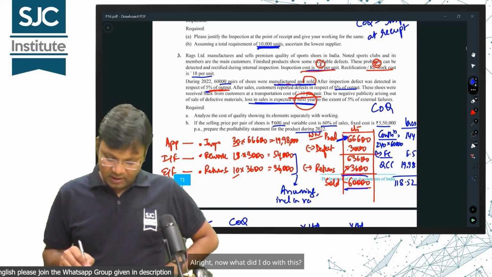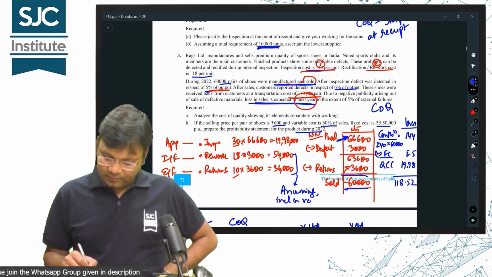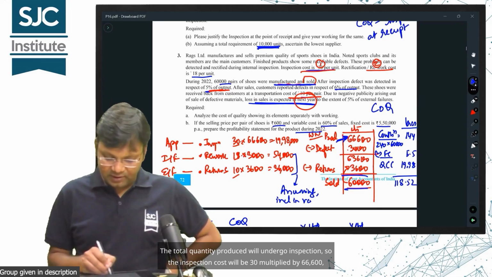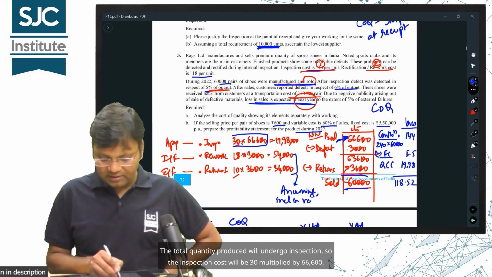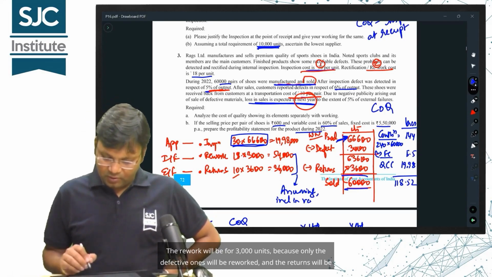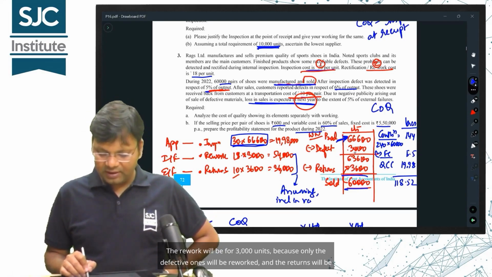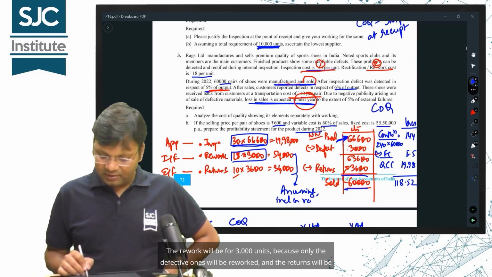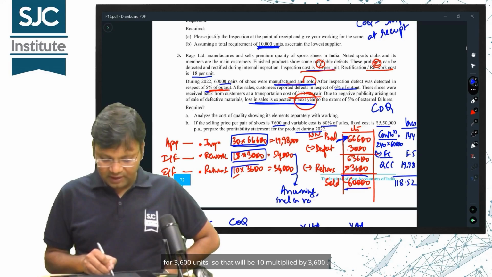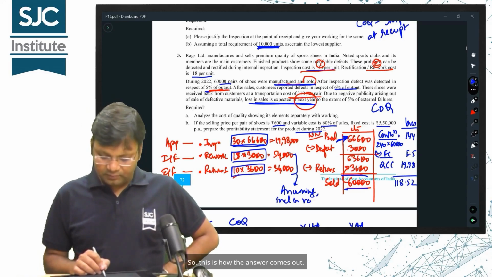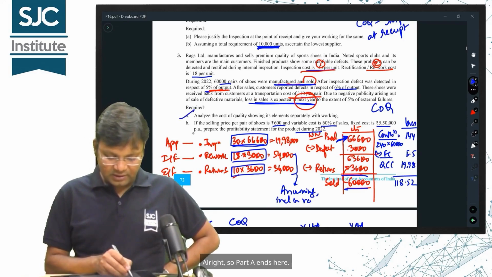Alright, now what did I do with this? The total quantity produced will undergo inspection, so the inspection cost will be 30 multiplied by 66,600, which comes to 19,98,000. The rework will be for 3,000 units, because only the defective ones will be reworked, and the returns will be for 3,600 units, so that will be 10 multiplied by 3,600. So, this is how the answer comes out. Alright, so part A ends here.